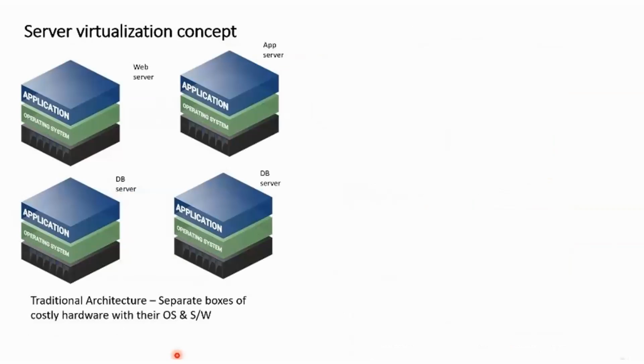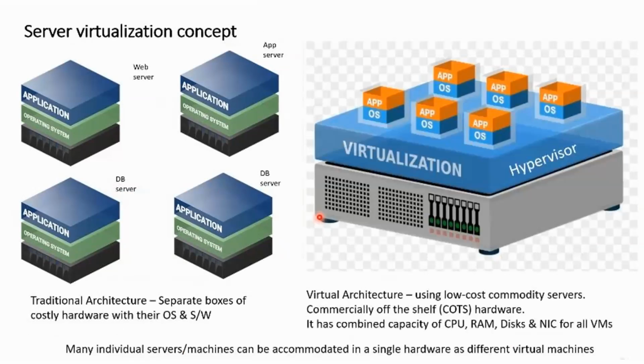So virtualization is where we have multiple virtual machines sitting in a single machine. It's like a machine sitting on top of multiple machines, guys. In traditional architectures, we have separate boxes of hardware and software, but virtualization is where we are plugging multiple VMs into one server or one computer using the hypervisor.